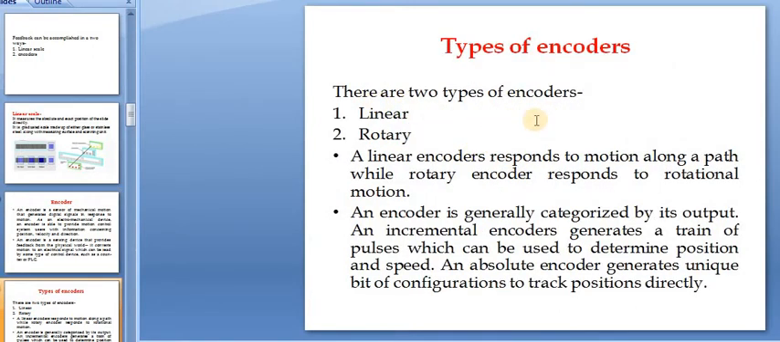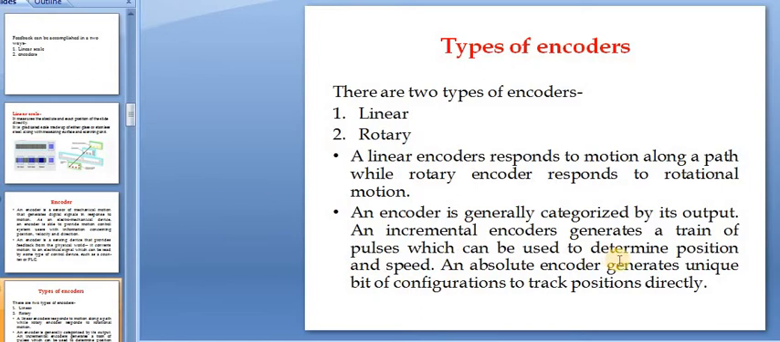There are two types of encoders. Number one, linear encoder. Second is rotary encoder. A linear encoder responds to a motion along a path, while a rotary encoder responds to a rotational motion. Hence, linear itself indicates that it gives a response to linearity, and the rotary gives a response to the angular motion. An encoder is generally categorized by its output.